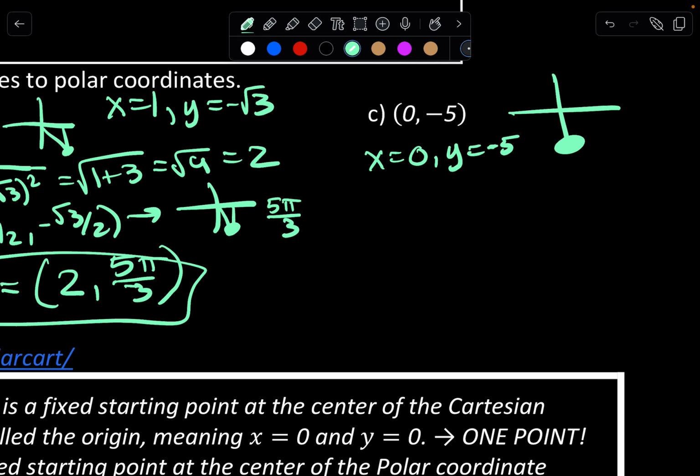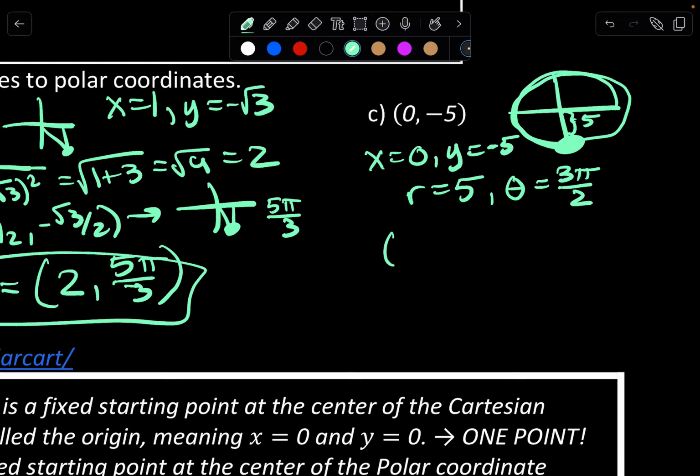But we can still apply the same idea. I have a circle here. The length here is 5, so we have a circle with a radius of 5. And then this angle, if I start from 0 degrees, that is going to be 3 pi over 2. Sorry about that. So that means our coordinate is (5, 3 pi over 2).